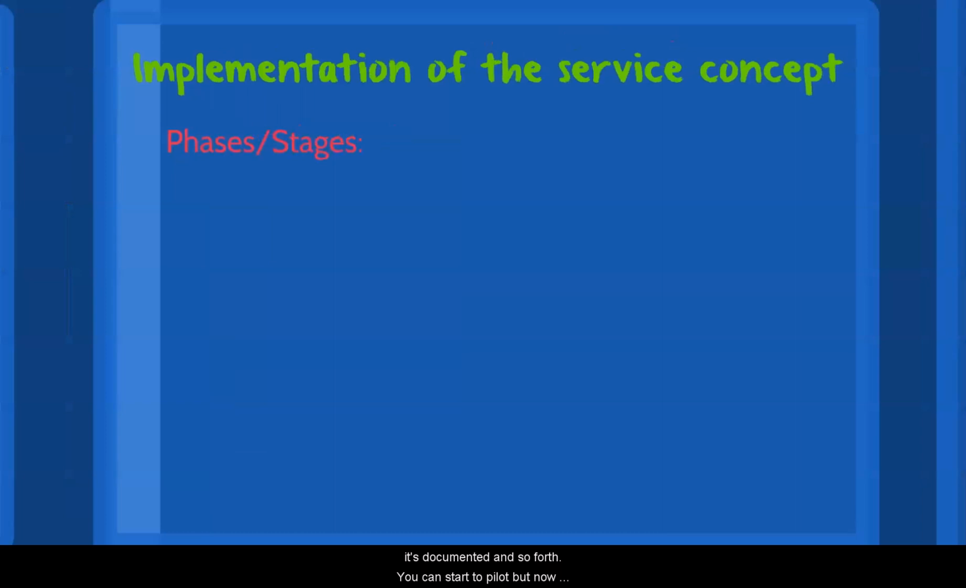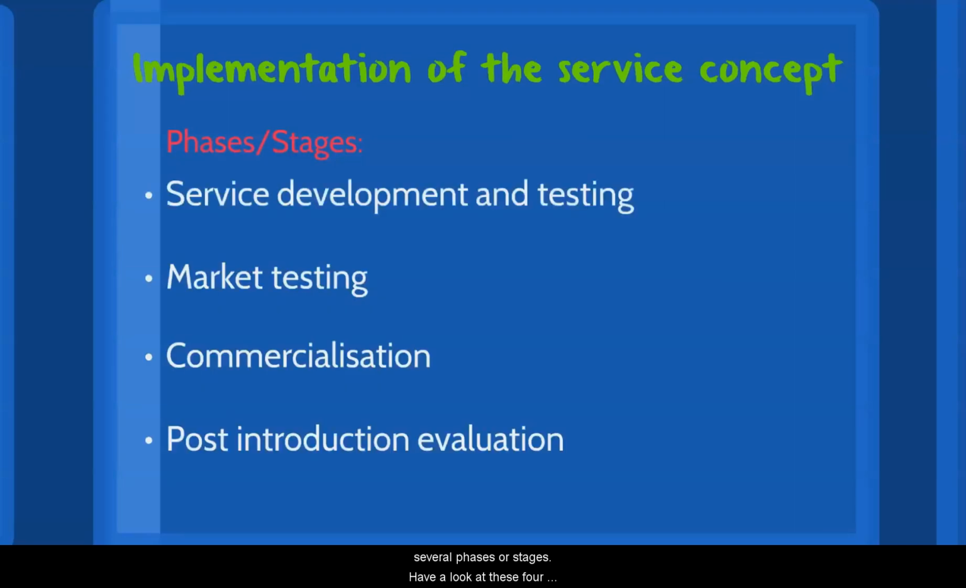You can start to pilot, but now you want to implement the service concept, and there are several phases or stages. Have a look at these 4 phases and understand what happens under each of these stages. So, service development and testing. Market testing: usually you take a product to a small test market. Usually in South Africa, it's Joburg, Pretoria, or Cape Town, major cities. Then they test whether this will be implementable, whether it's feasible and if it's going to be successful. Have a look at the example of Amazon Go on the Ifundi page.